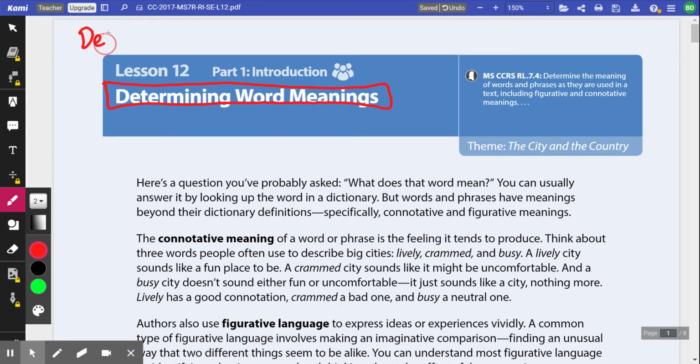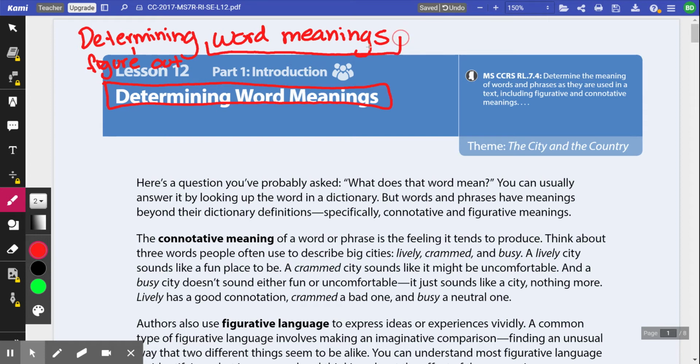We've got determining word meanings. So next, I am going to start breaking down this title. Determining, I know, means to figure something out. So I'm going to make myself a note. It means to figure out. And word meanings, as we know, there are a few things to go along with word meanings. We've got connotative and figurative.